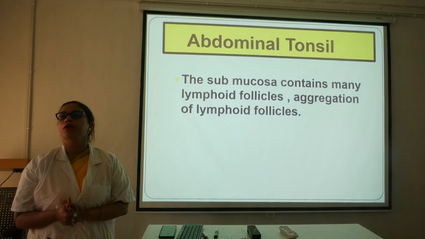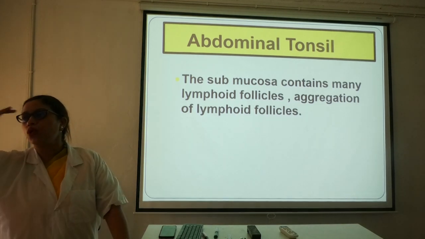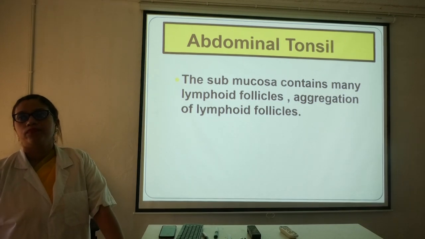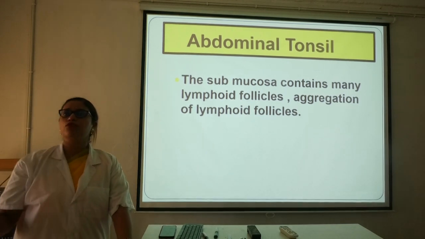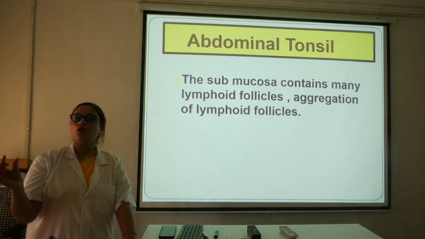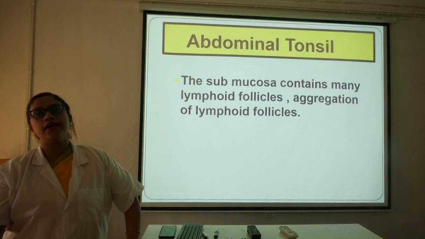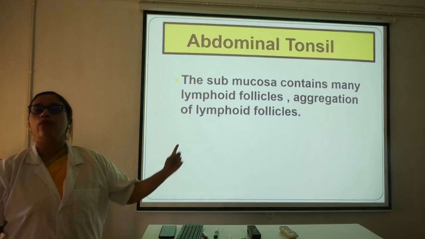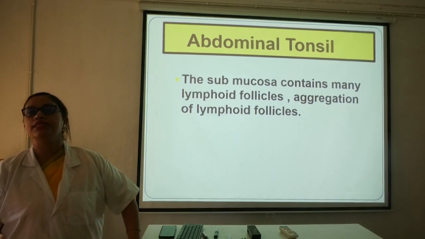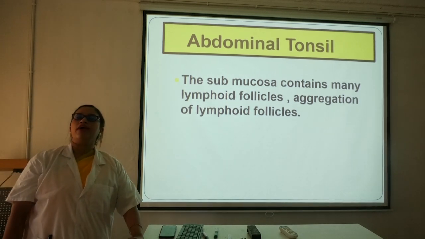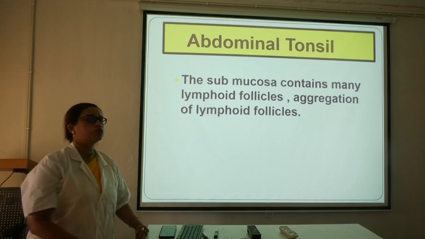Okay, so what are the four layers of the GI tract? Who will tell me the four layers of the GI tract from inside to outside? First mucosa, then submucosa, then muscularis externa, serosa. So where will you get these lymphoid follicles? In the submucosa. Even arterioles and veins are also in the submucosa.